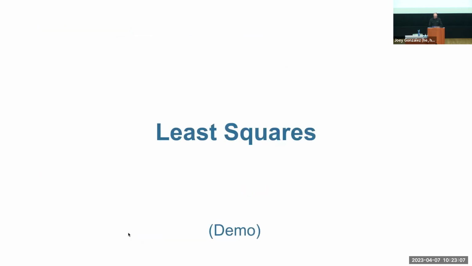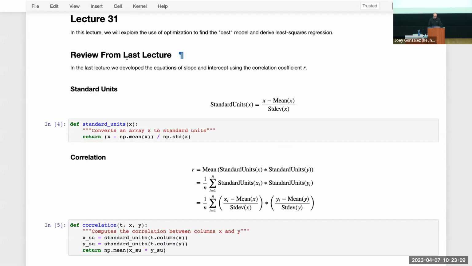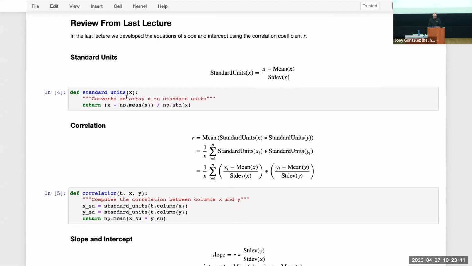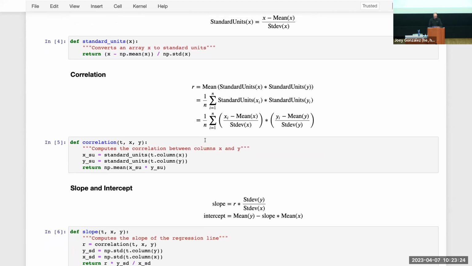All right, time for some demos. Today is fun. Okay, so I have standard units. This is code that we've had in all the previous lectures for the past few weeks. Standard units, again, take my value, subtract off the mean, divide by standard deviation. Correlation is the product of the standard units of two variables. So of x and y, I take standard units, take the product, and I take the mean of that.